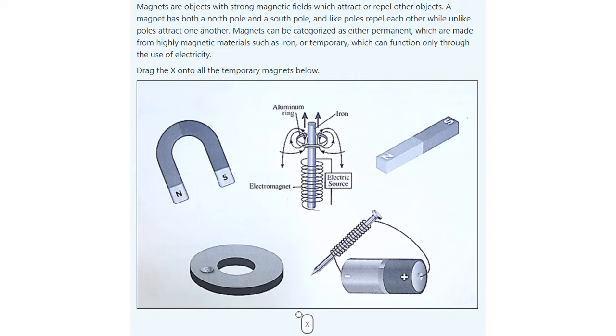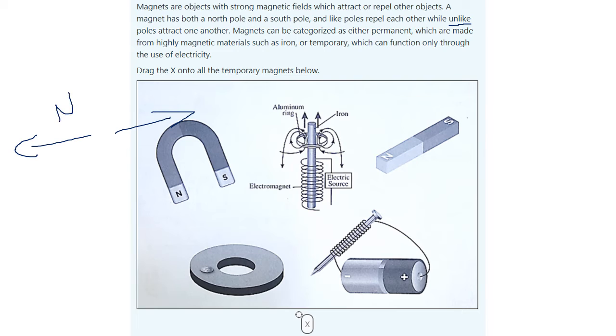Magnets are objects with strong magnetic fields which attract or repel other objects. A magnet has both a north pole and a south pole. Like poles, so north and north, would repel. They would push each other away. But opposite poles, or unlike poles, attract.